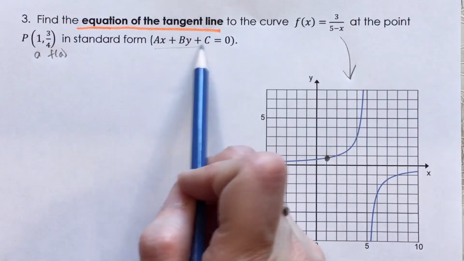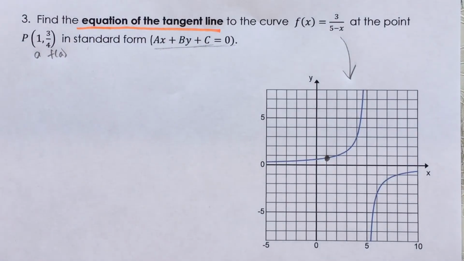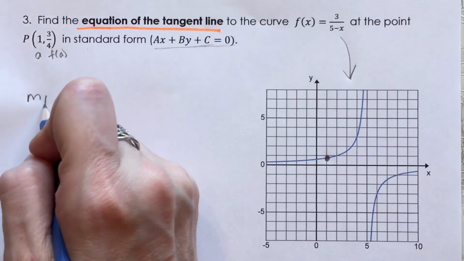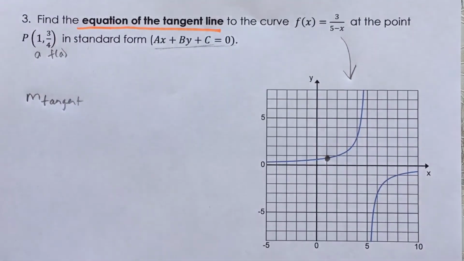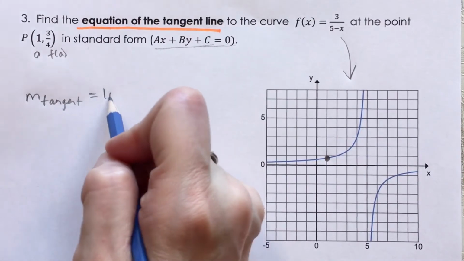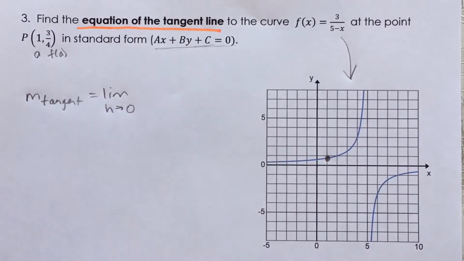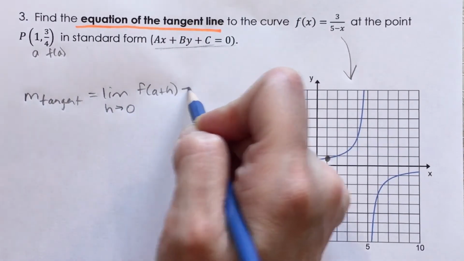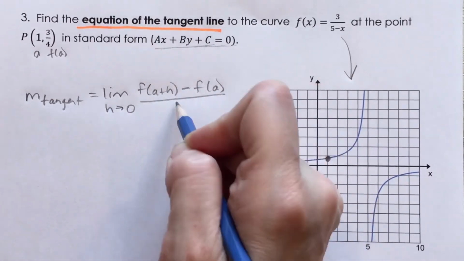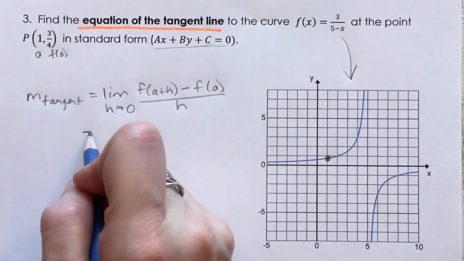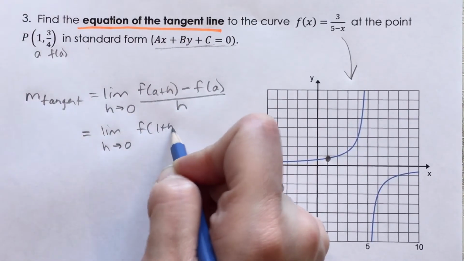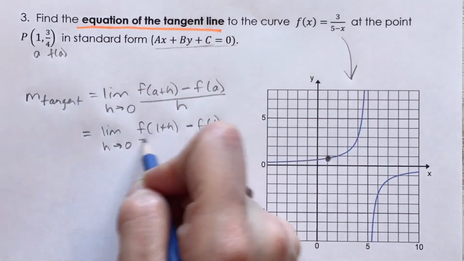And they also want it in standard or scalar form, so we could have a little vectors application in here as well. So we're going to start off saying that we want the slope of the tangent. And we know that's going to be the limit as h approaches 0, because I'm using the first principles formula, of f at a plus h minus f at a over h. But we've determined that a is 1. So that's going to be the limit as h approaches 0 of f at 1 plus h minus f at 1 over h.